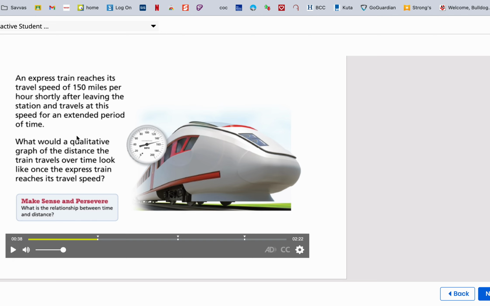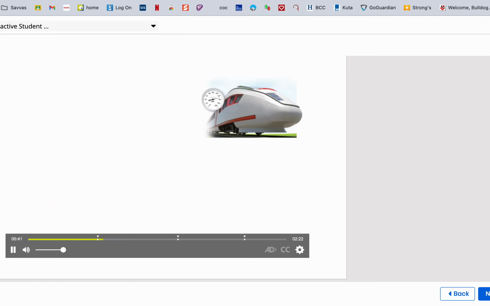So that phrase he's using several times, a qualitative graph, he's going to explain what that means in the next section of the video. So here it goes. We can draw a qualitative graph. It's a little different from the graphs you've drawn before. A qualitative graph represents the relationship between quantities without numbers.